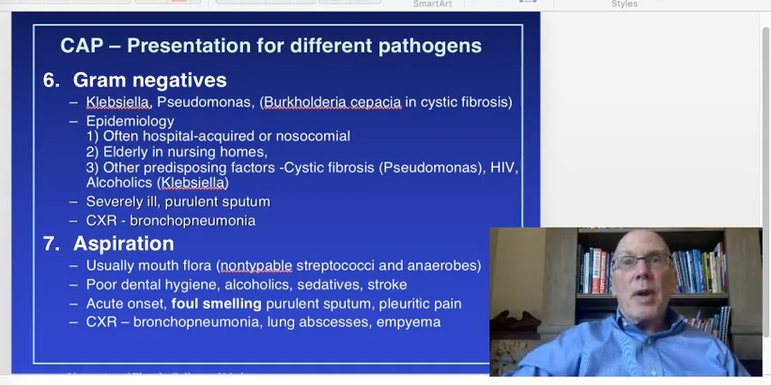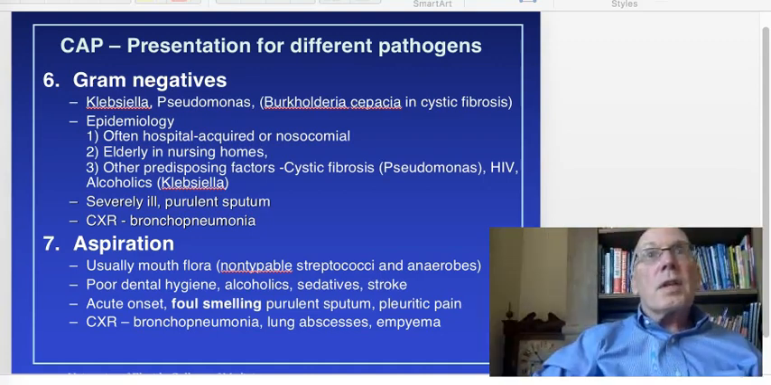And finally, aspiration pneumonia, usually due to mouth flora, non-typable streptococci and anaerobes. Patients with poor dental hygiene, alcoholics, and those taking sedatives, and patients with strokes are predisposed to aspiration pneumonia. Onset of illness is acute and is usually accompanied by a productive, foul-smelling, purulent sputum and also pleuritic chest pain. Chest x-ray shows bronchopneumonia as well as lung abscesses, and empyema may be developed if treatment is delayed.